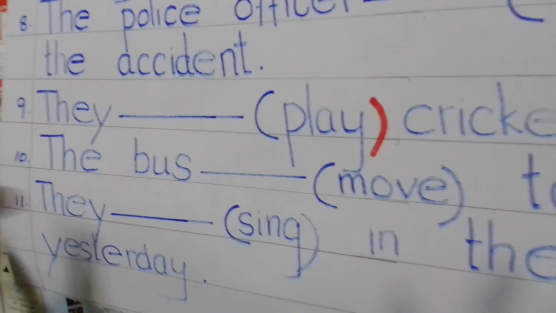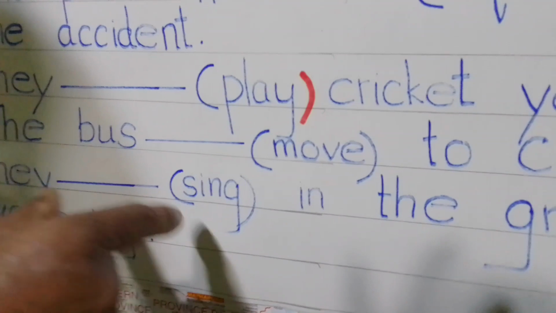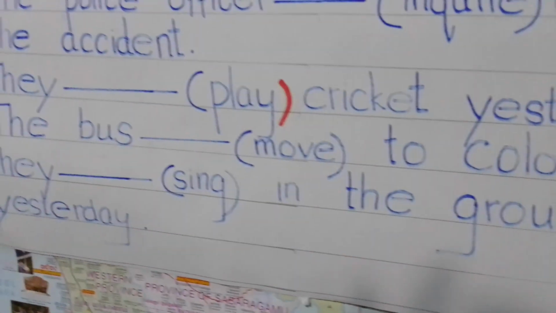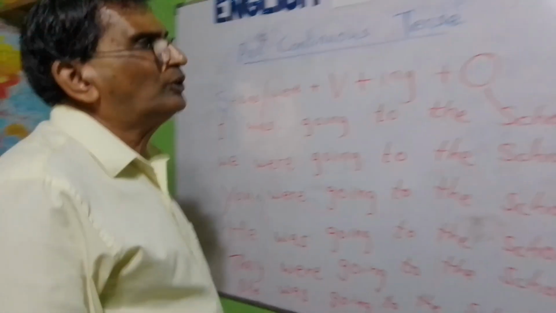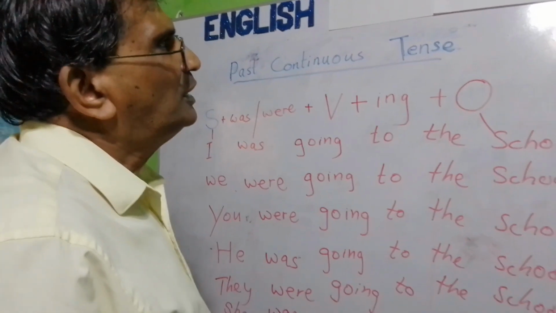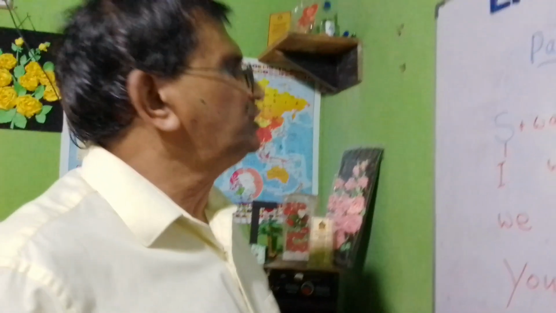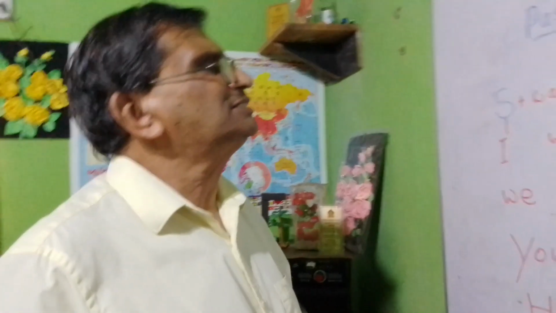The last one, they. It is plural. Therefore, you have to use the auxiliary verb were. They were. You have to use the verb with ing. They were singing in the ground yesterday. Okay, students. I hope that you would have understood well the way of using were and was. They are called as auxiliary verbs or helping verbs or to be, etc. Now I think you could understand well the way of writing sentences in past continuous tense.